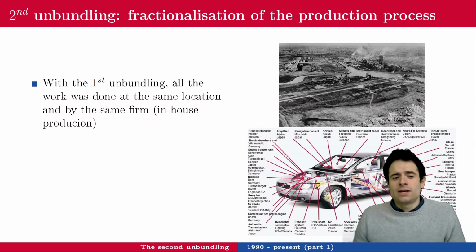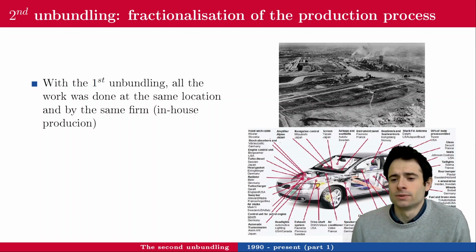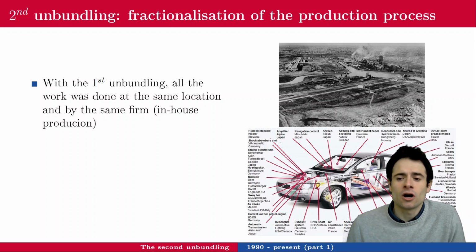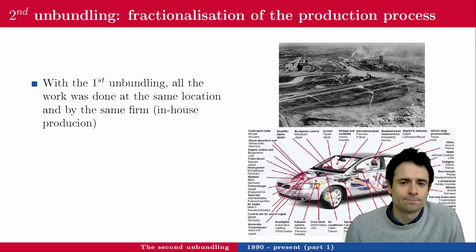So with the first unbundling, all the work was done at the same location and by the same firm. So production was done in-house, from the design process, the shape of the car, how the car is going to look like, until the car is ready. Come pick it up, or we're going to take it to the retail store, to the distribution phase.